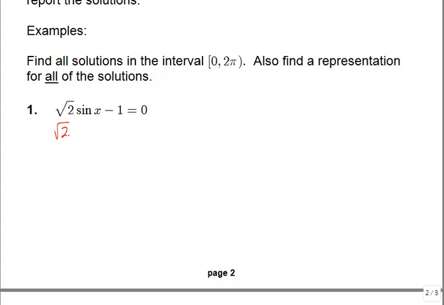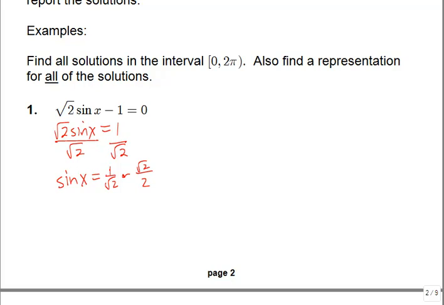So one way I can do that is I can add the 1 over to the other side, and then I can divide by this square root of 2 to get that coefficient out of the way. And 1 over root 2 is fine, or if you want to rationalize the denominator, that's square root of 2 over 2. So hopefully you recognize that root 2 over 2 is one of our nice values that we see in our unit circle.